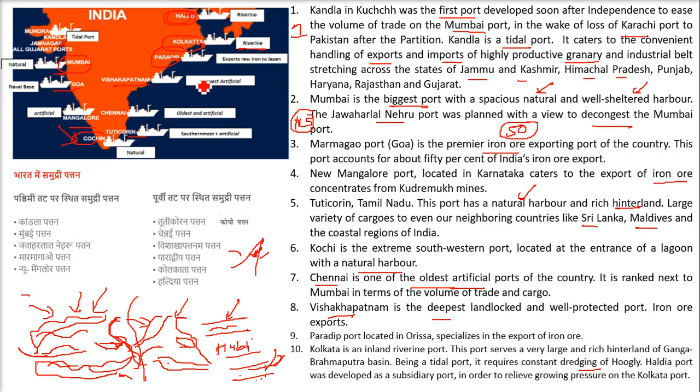Then this is Haldia. Haldia port was developed as a subsidiary port in order to relieve the pressure at Kolkata. The way Nhava Sheva was made out of Mumbai, the same is for Haldia, to ease the pressure on Kolkata. So this is about the seaports in India.